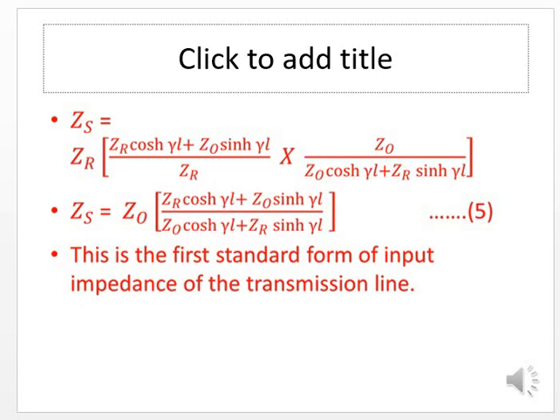So ZR gets cancelled. The term becomes Z0 into [ZR cosh γL plus Z0 sinh γL] divided by [Z0 cosh γL plus ZR sinh γL]. This is equation number 5. This is the first standard form of input impedance of a transmission line.